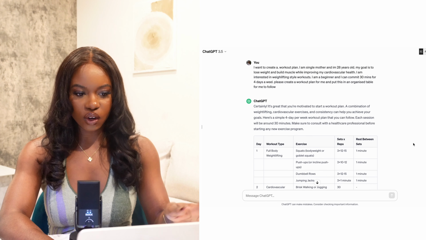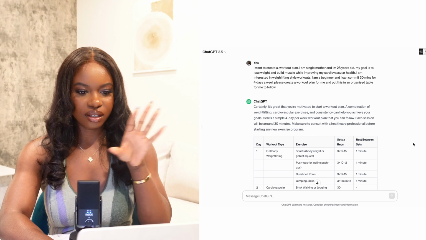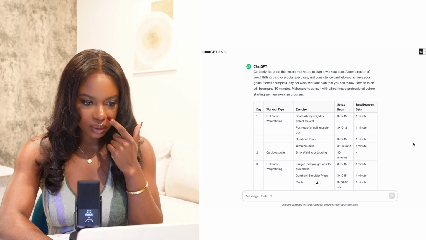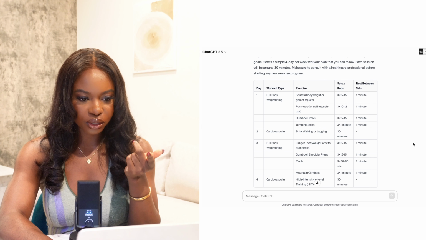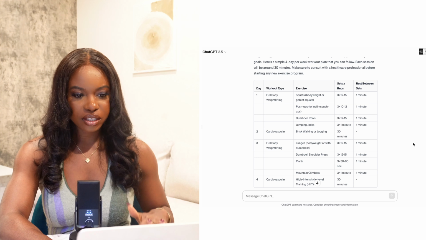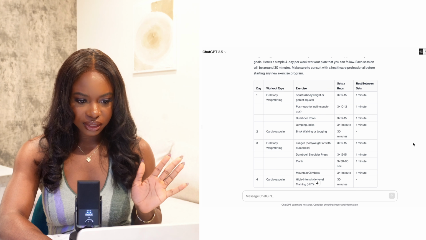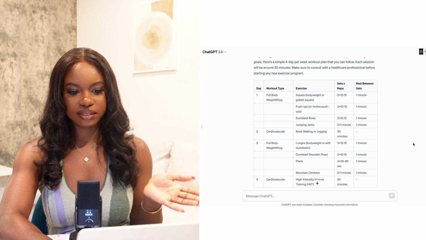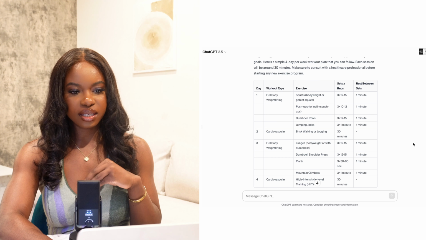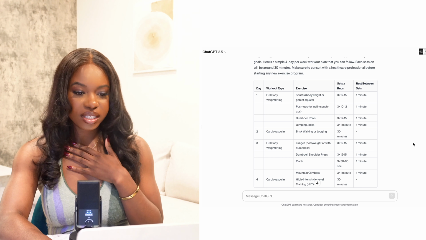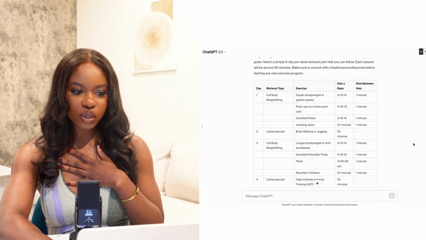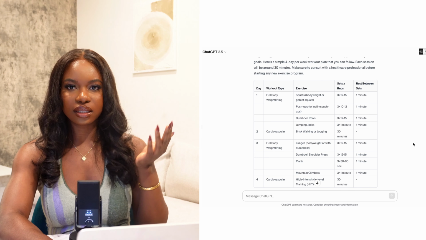Okay, so this is what it's done. It's given me a workout, right? It's told me, okay, blah blah blah, motivated me. And the workout, okay, so full body weightlifting, cardiovascular, full body weightlifting, cardiovascular. It's not a bad workout. This is actually a good workout plan. It lays out your sets and your reps. It tells you the rest between sets suggested, of course. It tells you the exercises to do. It's good, but I don't think it's strong enough. So let's prompt it a little bit more.